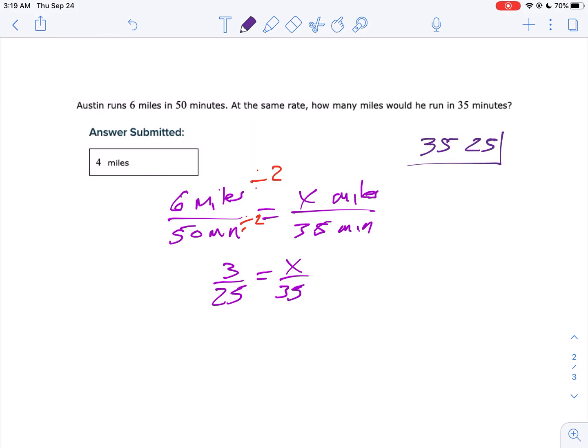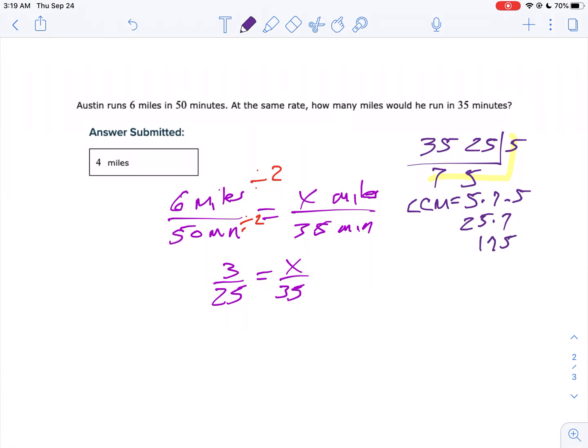Draw a box around them. What goes into both 25 and 35? Well, 5 does. So 35 divided by 5 is 7. 25 divided by 5 is 5. Now notice, nothing goes into both 7 and 5. Your least common multiple, notice it makes an L. So my least common multiple is 5 times 7 times 5, or 25 times 7, which I do believe is 175.